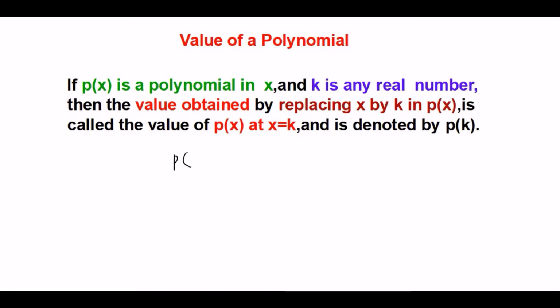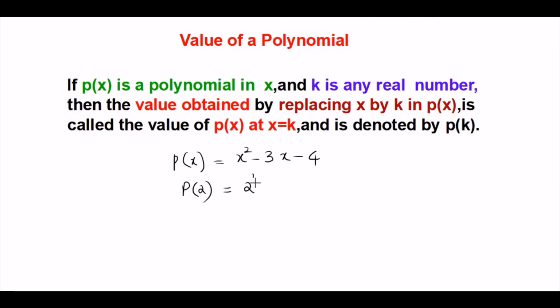Let p of x be a polynomial in variable x: x square minus 3x minus 4. So you know it is a quadratic polynomial because the highest power of the variable x here is 2. Now let's give the value of x as 2. 2 is a real number. So if you give the value of x as 2, you can substitute this value of 2 in x.